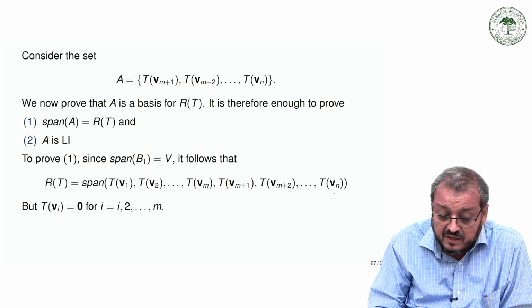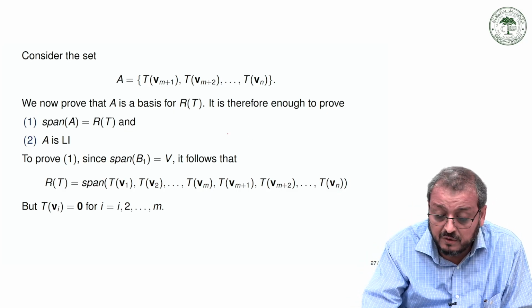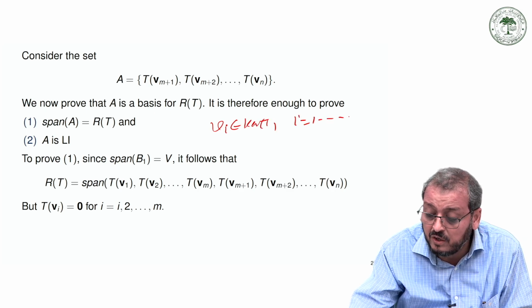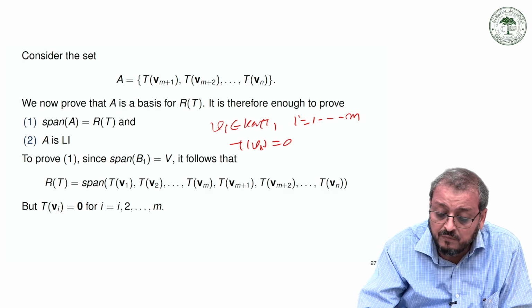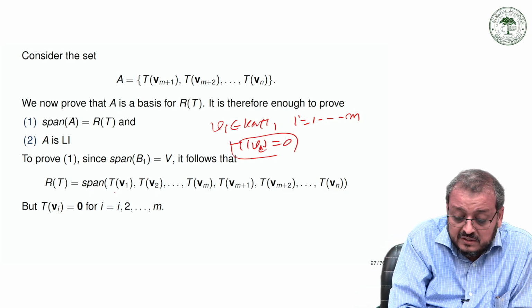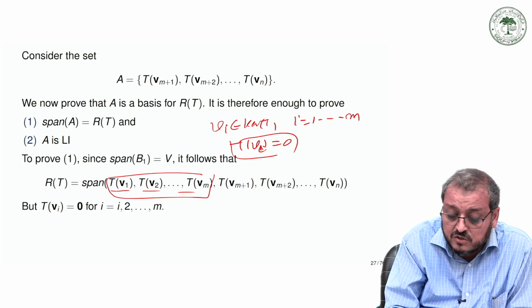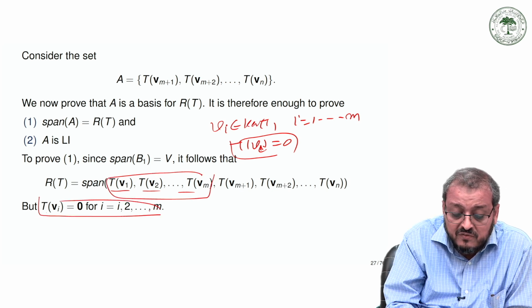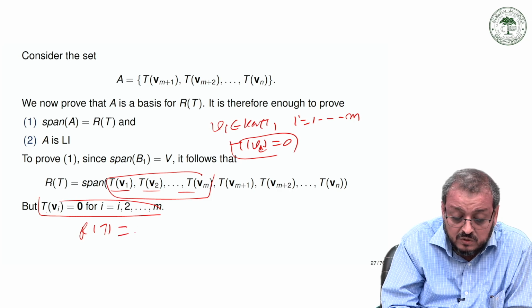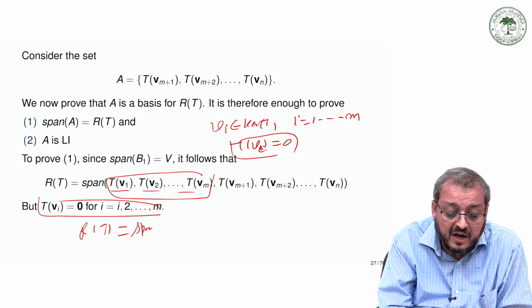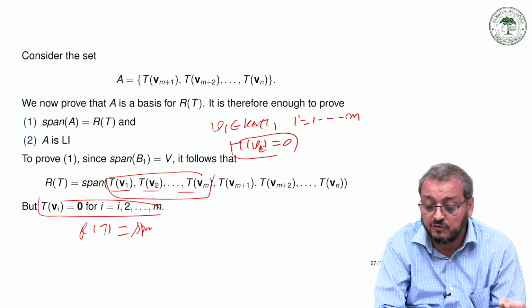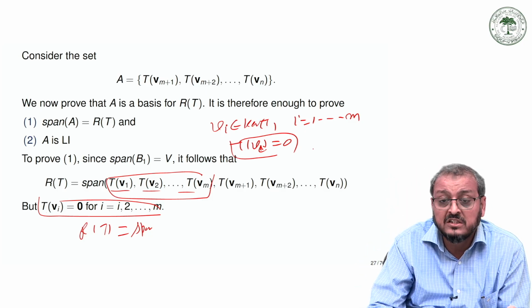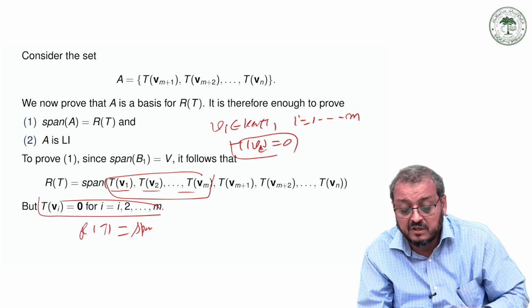So we can write the range of T in this form, because we assumed that Vi belongs to the kernel of T, i running from 1 to m. So T of Vi is equal to the zero vector, and these terms up to here are equal to 0. Any linear combination of these vectors can be written as a linear combination of the remaining ones, and because all T of Vi are 0, the linear combination can be written in this form.